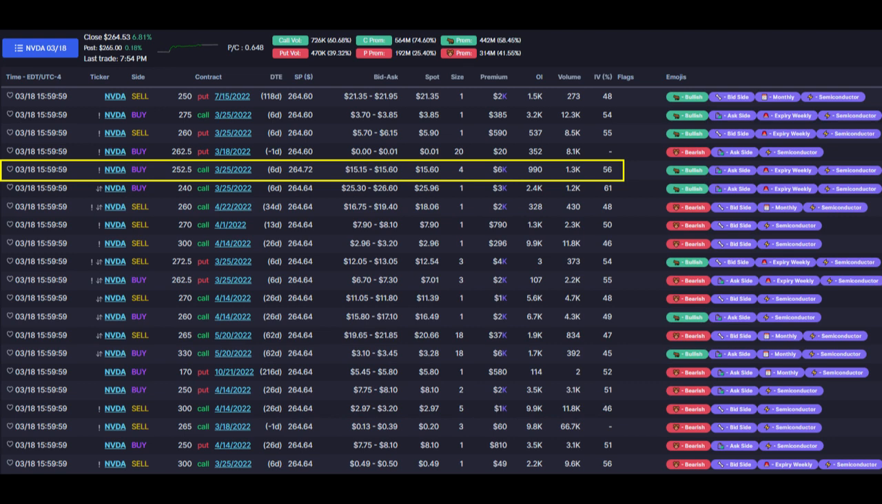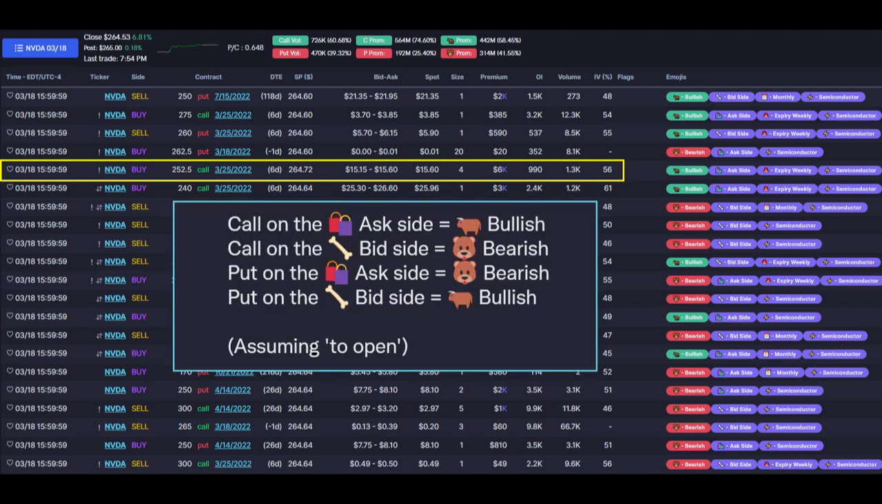Now, I know that it states buy on these call contracts. There is a logic attached to several pieces of information in the flow feed. The side and whether a trade is marked bullish or bearish is dependent on whether the trade was for call or put contracts and where the spot price is in relation to the bid and the ask price. A simple breakdown of this is as follows.